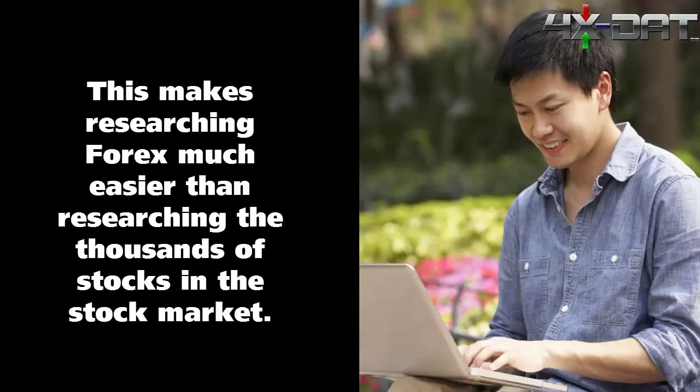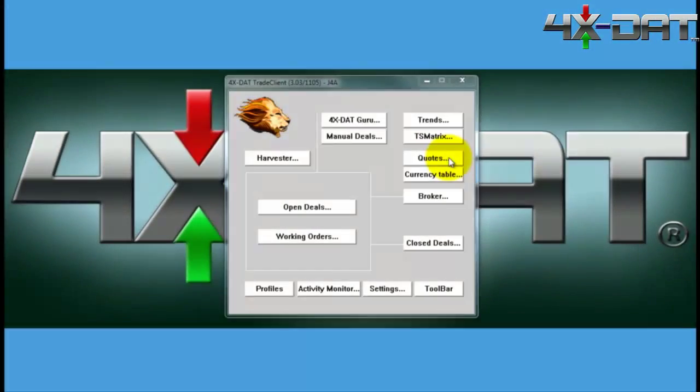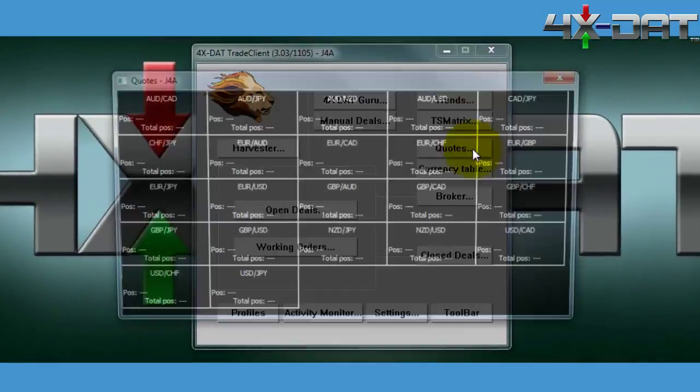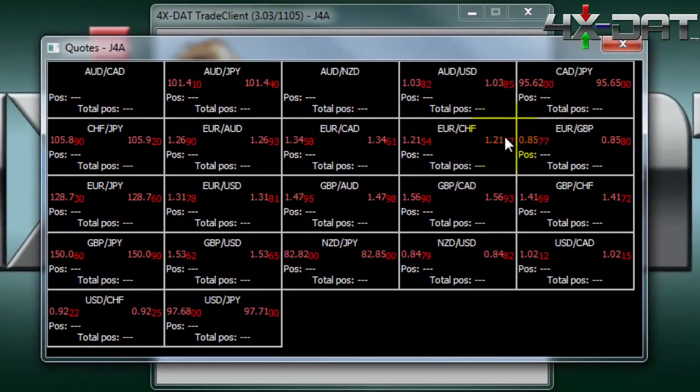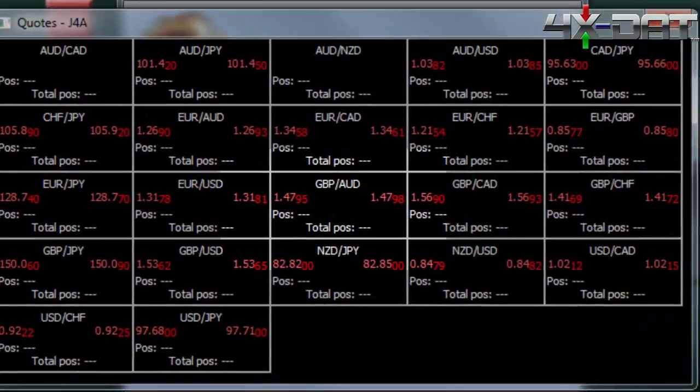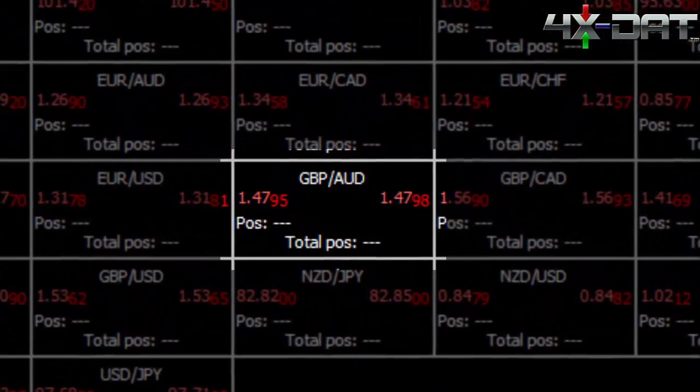So now that we know a little more about the Forex market, let's pop open the Forex Stat software and take a look at some currency pair quotes so you have an idea of what these look like. Here in the quotes module of the Forex Stat, we see a list of major currency pairs and the various quotes for each. Let's just pick a pair and take a look at what the quote tells us.